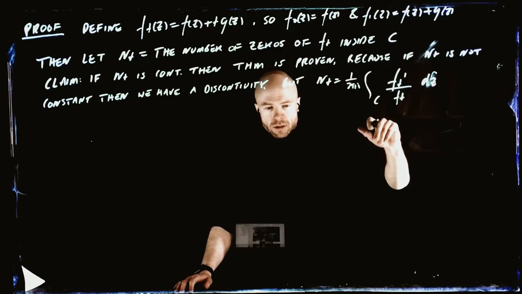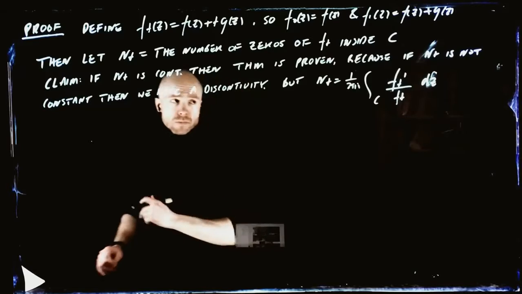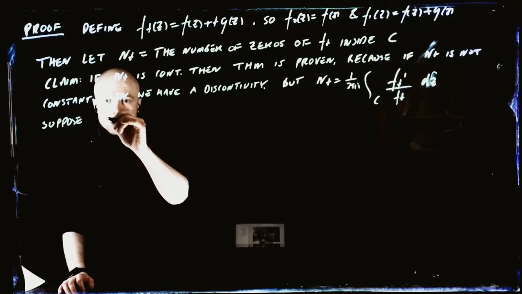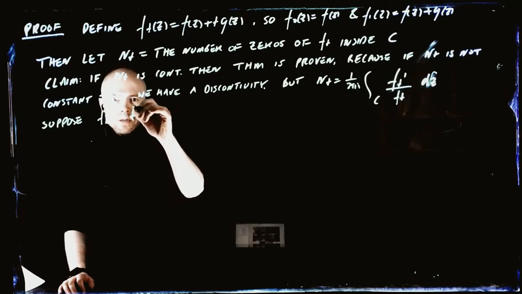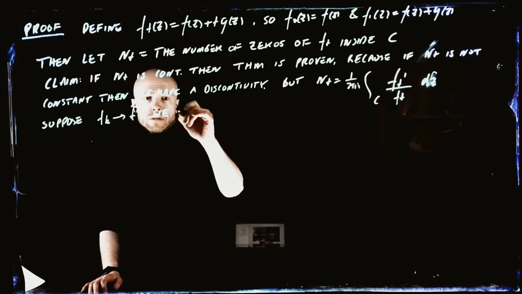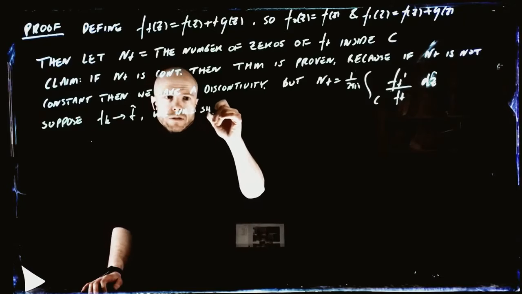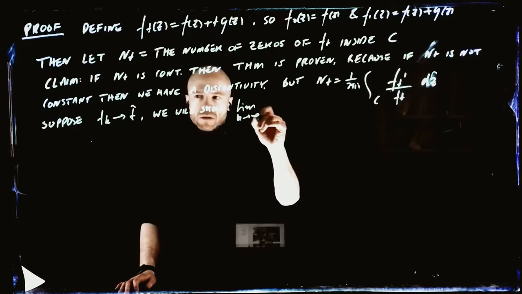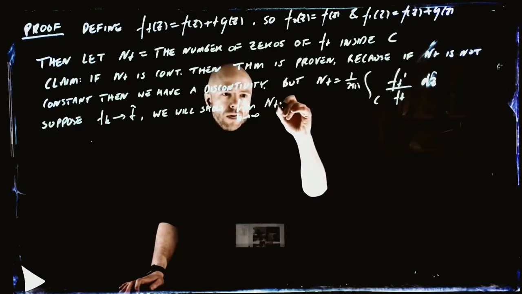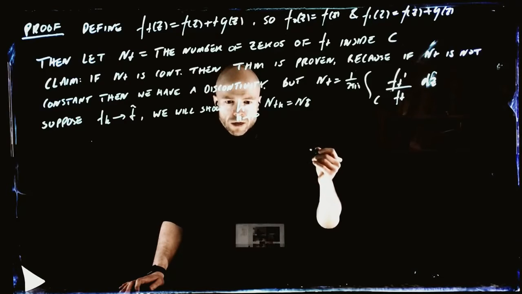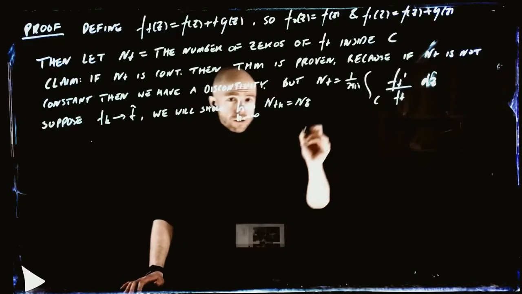Okay? All right, so suppose we have some sequence t_k tends to t tilde. It's enough to show that the limit as k goes to infinity of n of t_k is equal to n of t tilde. Yeah, that would be enough. That's exactly what continuity is. Well, let's look at these expressions.